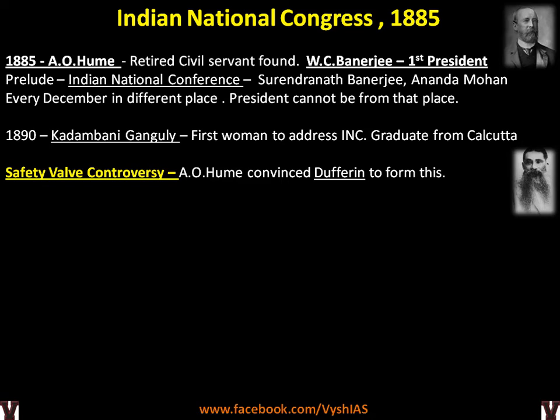So what the retired civil servant A.O. Hume thought is, why don't we make a body ourselves and give some representation to a few of these leaders, the most important ones, we can put them in the INC, so that the Britishers themselves had control over the Indians, and all the other bodies will automatically collapse. There is a controversy of whether this is true or not, but this is a version given by most historians, and it's called the safety valve controversy. So see, it was for releasing the growing discontent among the Indians.